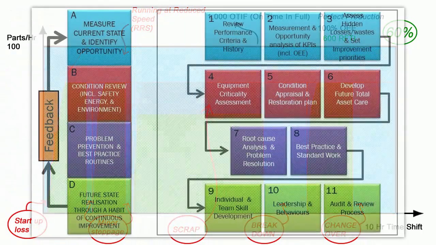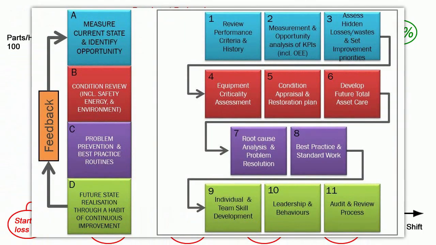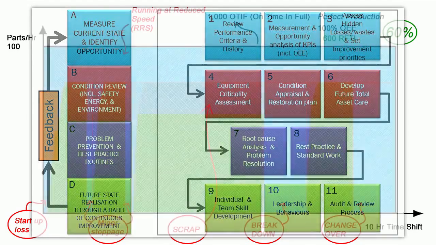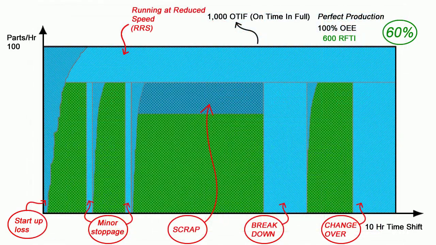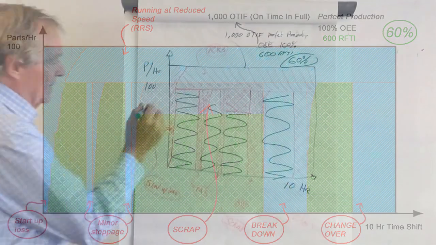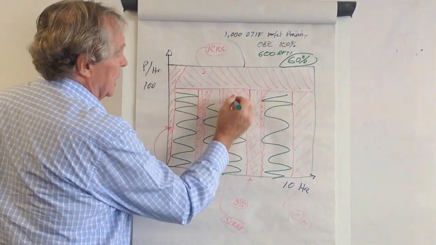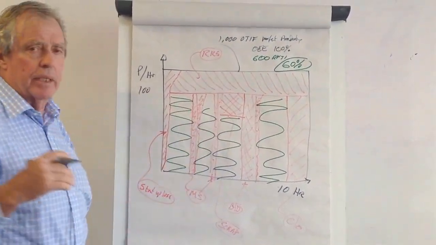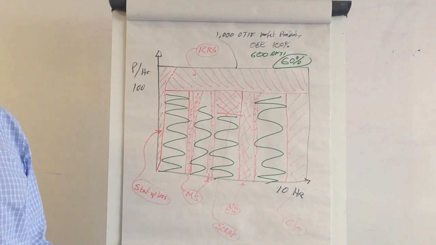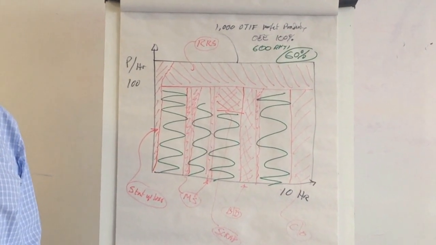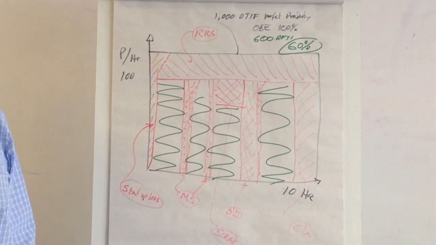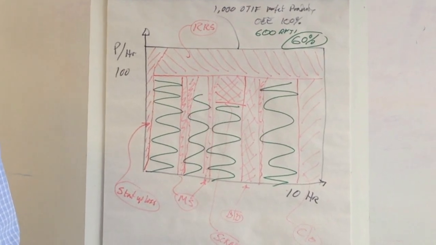If through this TPM process, this 11-step process that we've talked about, we could get our overall equipment effectiveness up to 80% by tackling all of these 6 types of losses, I'd be effective for 4 days of the week. I wouldn't have a hassle-free shift, but I'd be well on the way.